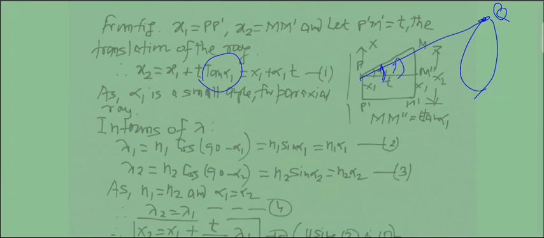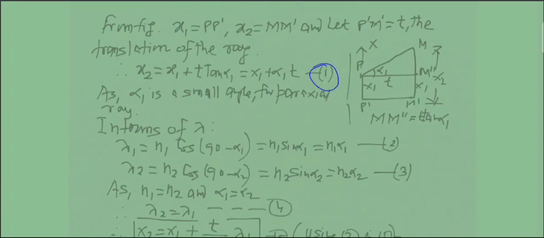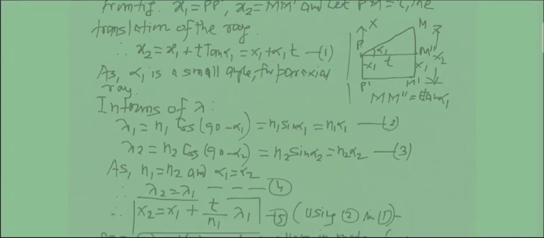Although we have shown it to be a large angle over here, this angle will be very small. Okay, so this particular angle is equal to alpha 1 and here alpha 1 is very small, so tan alpha 1 can be written simply as alpha 1. So that's how equation 1 has arisen. As alpha 1 is a small angle for a paraxial ray, over here it is also written in terms of lambda.